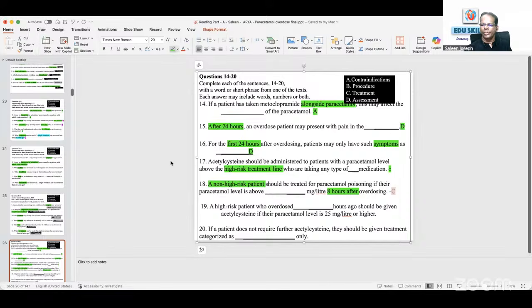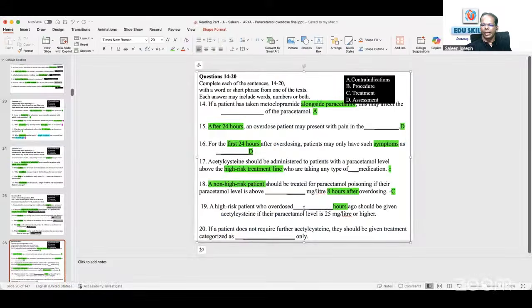Then you have hours. If you have seen there, hours was there, right? A high risk patient who overdosed dash hours. There should be a number as the answer, right? That's why I said you should be looking at the word before and after the space given. Should be given acetylcysteine if their paracetamol level is 25 mg per liter or higher. 25, numbers are important.